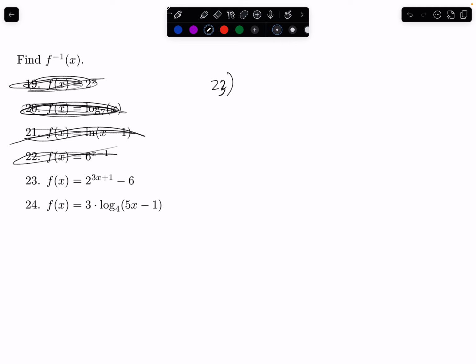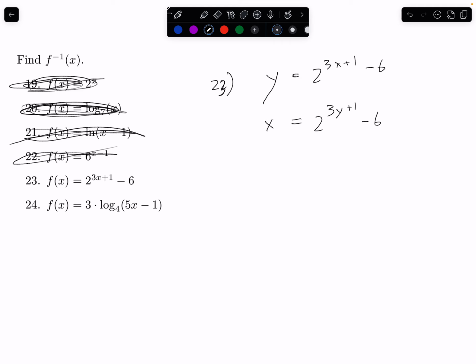I'm going to be lazy and just change that to a 3 for 23. F of x is 2 to the 3x plus 1 minus 6. But I didn't want f of x, I wanted to replace that with a y. Second step, change x and y's.